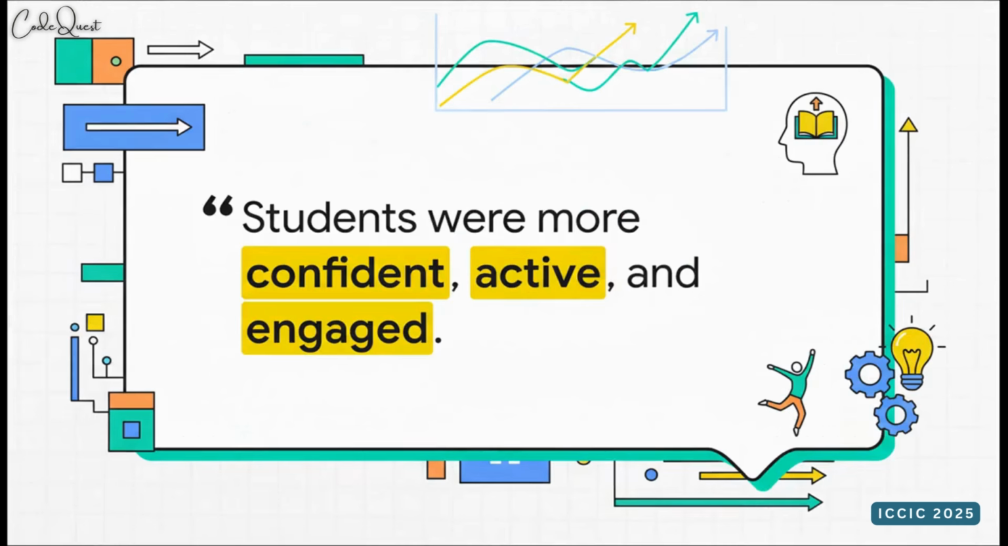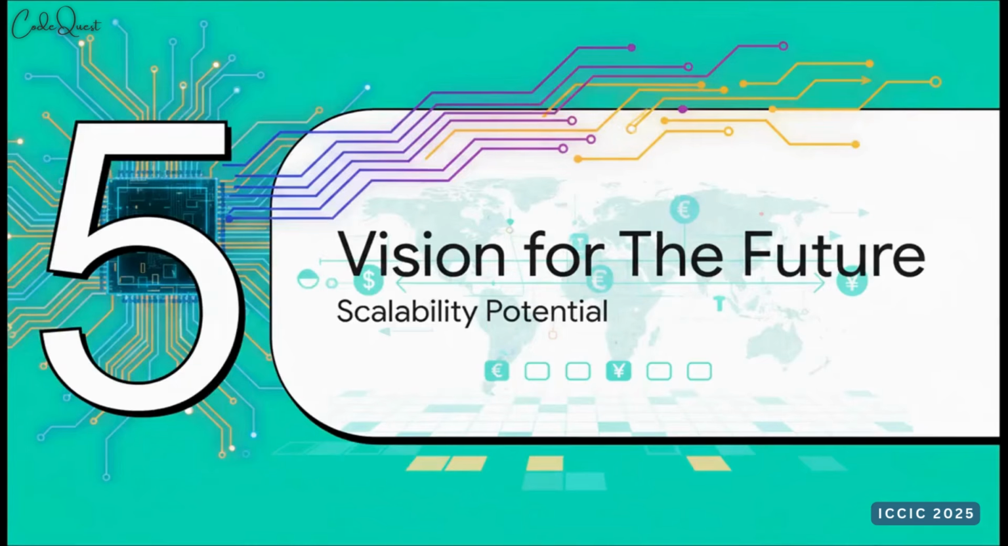And it's not just about the numbers. Research at Kedah Matriculation College actually found that students were just more confident. They were more active in class, more engaged with the material. You can see a real shift in how they tackle problems. So that's what we've seen so far. But what's next? That brings us to our vision for the future, where we can talk about how this can grow and its potential for commercialization.